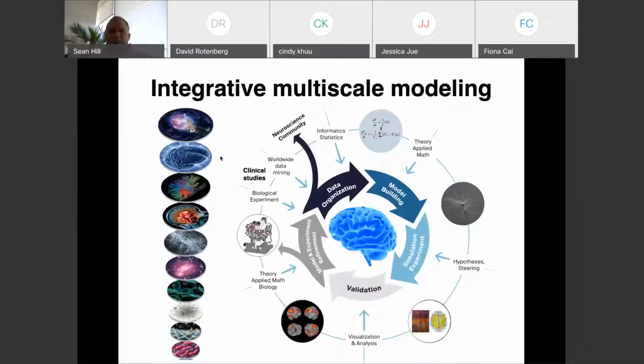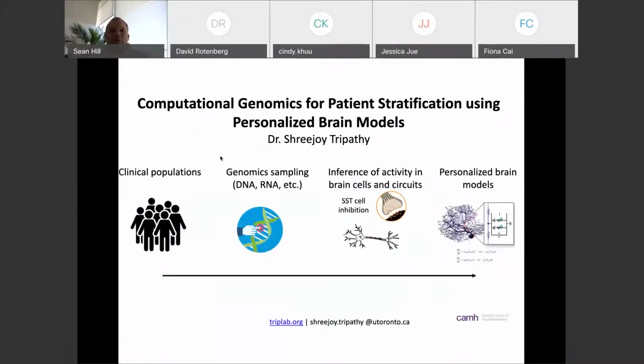And so coming back to the integrative multiscale modeling, how can we as a team and as the Krembil Center for Neuroinformatics collaborate with Dr. Seville to take his findings and build a deeper understanding and some opportunities for enhancing and collaborating with his team. And so Dr. Srijoy Tripathi, who leads the computational genomics team, is looking at how to use genomic sampling, both of the DNA and RNA, and to use known properties relating that also to, for example, the somatostatin cells, to infer the activity of those brain cells and the circuits, and to inform computational models to make a more personalized brain model that can help stratify patients in terms of their response to and the role of somatostatin cell inhibition.